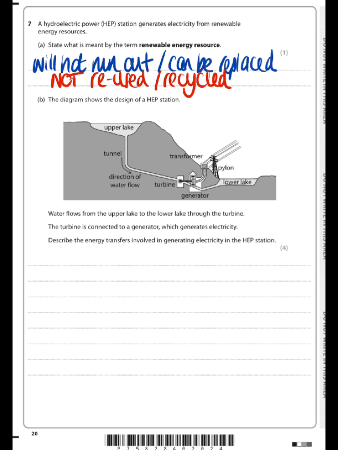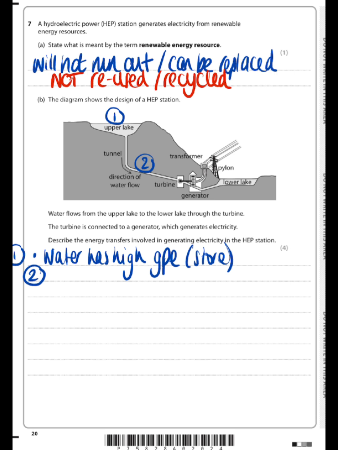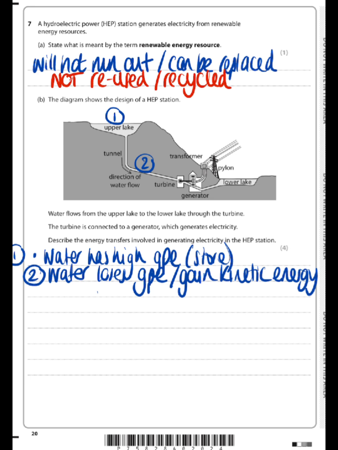So if we start at the beginning of the process where we're in the upper lake, the water is going to have a lot of GPE in its store. Then as the water flows, we are going to have a reduction in that GPE. So it's going to lose GPE, but in doing that, it is going to gain kinetic energy. So either of those. Now as that water rushes through the turbine, there is a mechanical transfer of that energy to the water or to the turbine or to the generator.